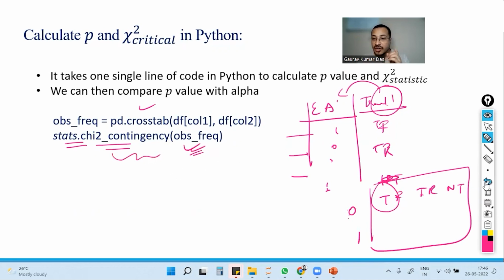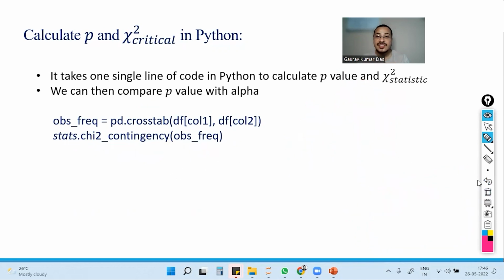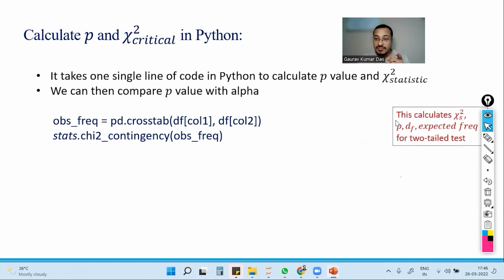This function not only calculates the chi-square statistic and p-value, but it also calculates the degrees of freedom and the expected frequencies as well. The p-value we get will be for a two-tailed test. If you want to do it for a one-tailed test, we have to divide that p-value by 2 and then compare with the alpha value.